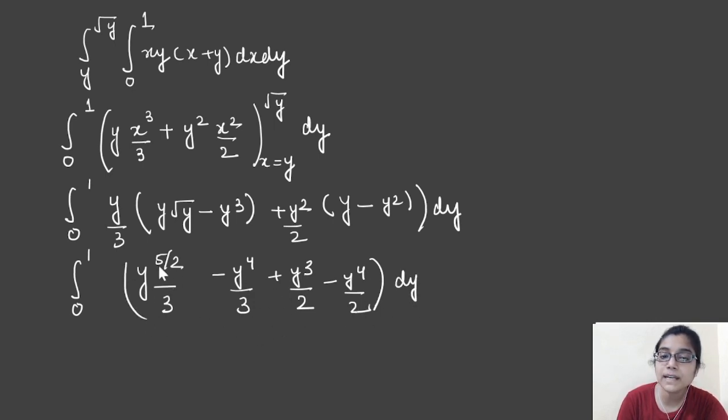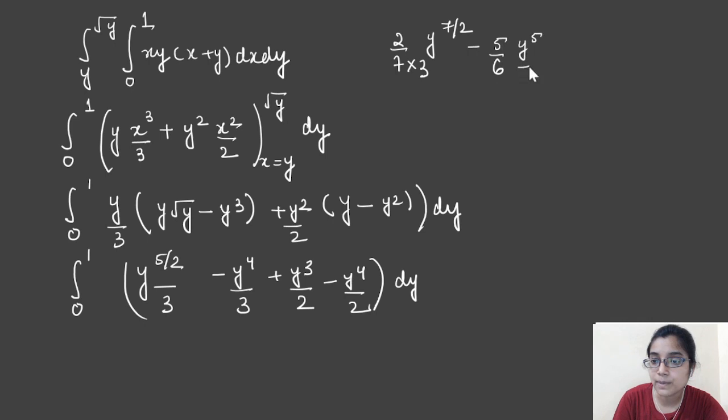So now we will integrate this y to the power 5 by 2. So it is going to be y to the power 7 by 2. This is going to be 7 by 2. Here we will get 2 by 7. 3 was already there. Then this is going to be 1 by 3 plus 1 by 2, that is going to be 5 by 6. So this is 5 by 6. And once we integrate y to the power 4, we will get y to the power 5 by 5. And then y cube by 2 on integrating, we will get y to the power 4 by 8, and the limit is from 0 to 1.